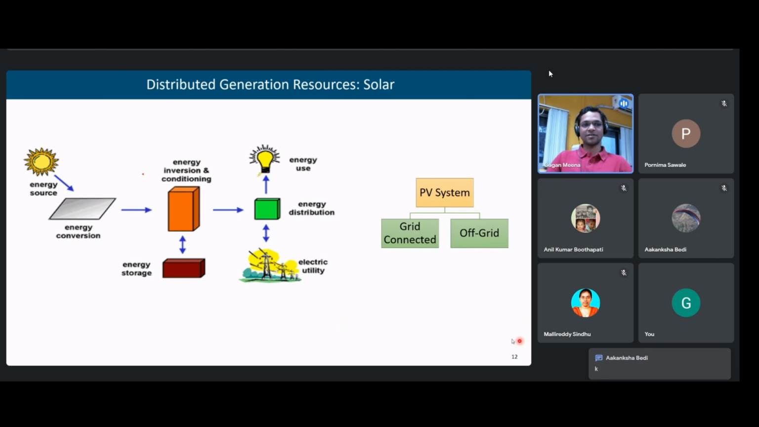Okay, so let us move to the next part. Then we discuss the distributed generation resources. First one, solar. In a solar PV system, there are two types: grid connected and off grid. Can anyone tell which one of these two systems is shown in this figure? Is this a grid connected or off grid PV system? Which one?